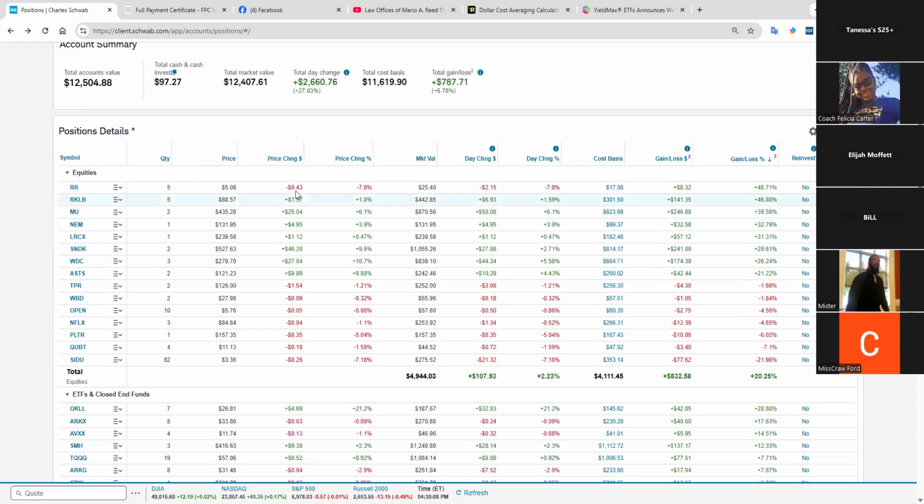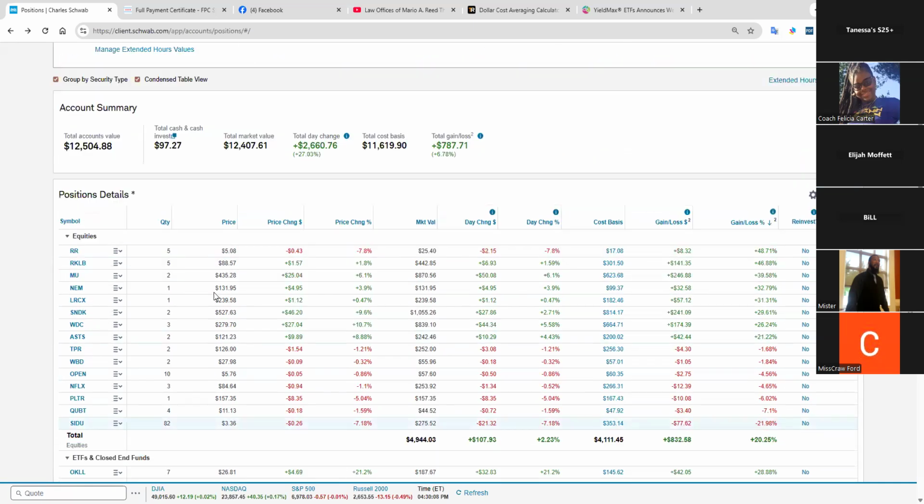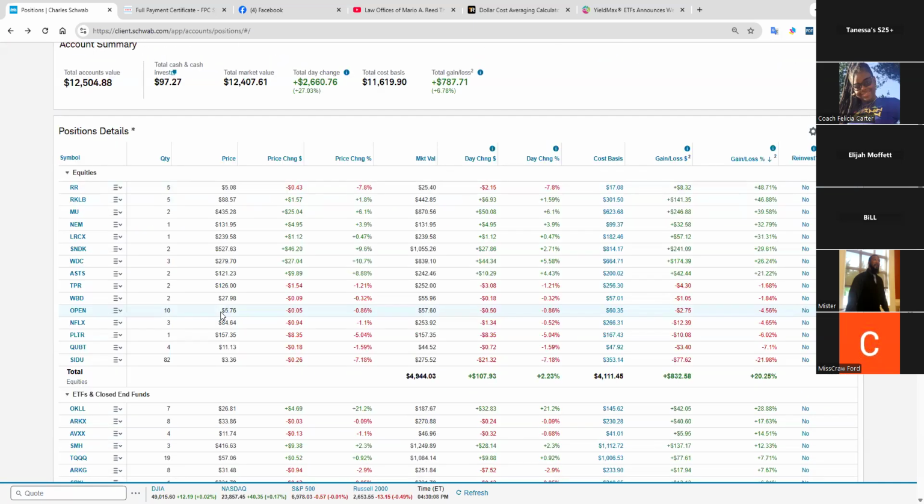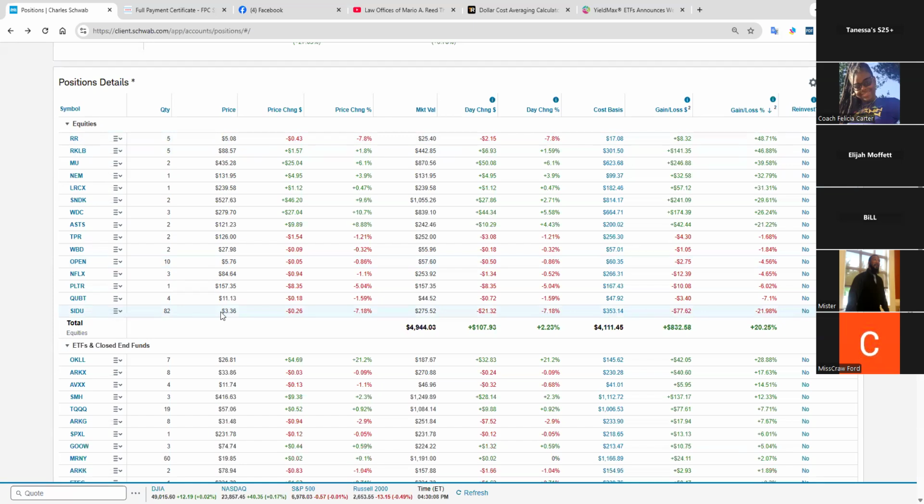Now, RR has gone crazy. Yesterday, it appreciated by 44%. So I'm going to leave that alone. It's only $5.08, but I'm going to leave it alone. Open is another one that's kind of inexpensive. Sidu, which is also rocket exploration, is very inexpensive. Right now, I only got $97, so that limits my possibilities.